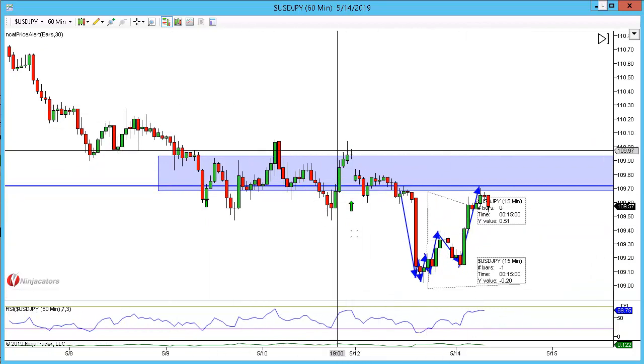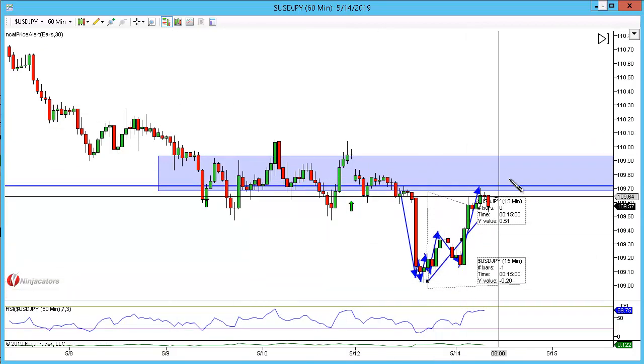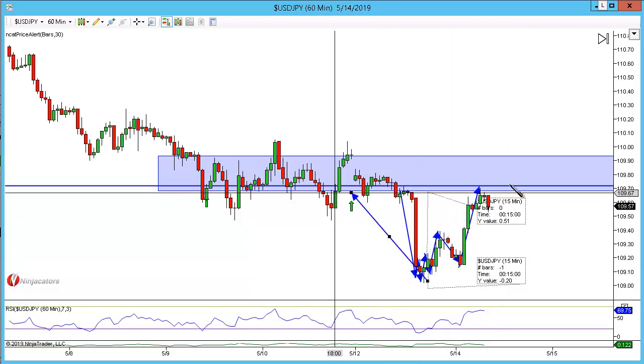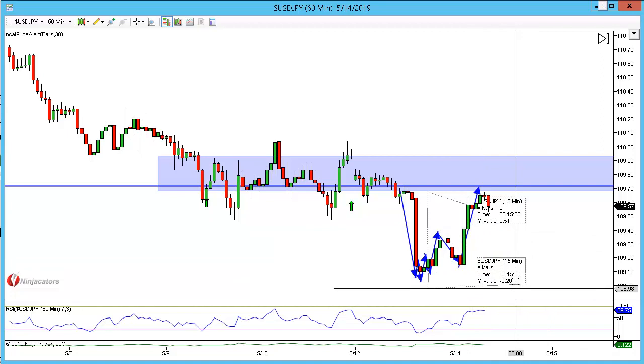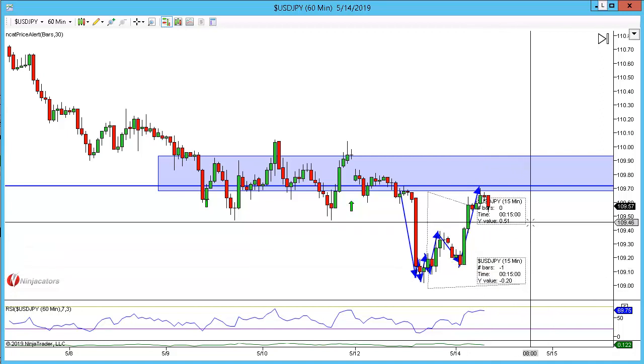time and time again we do tend to get those bigger targets based off the 60 or 240. That's why I changed them. So it turned out to be a very nice trade there, 20 pips for 51. Lovely.